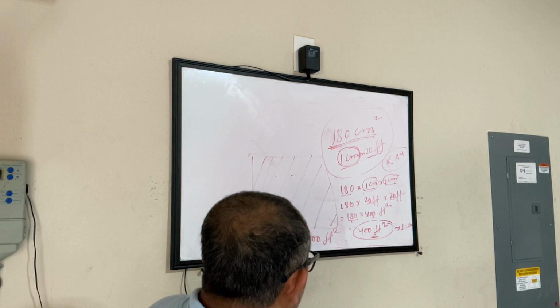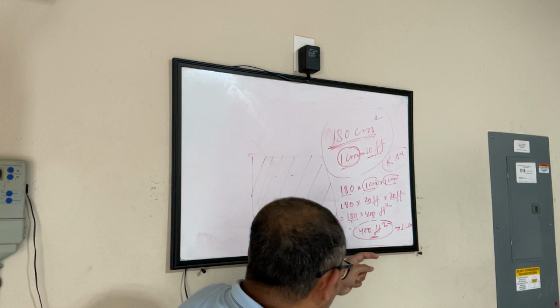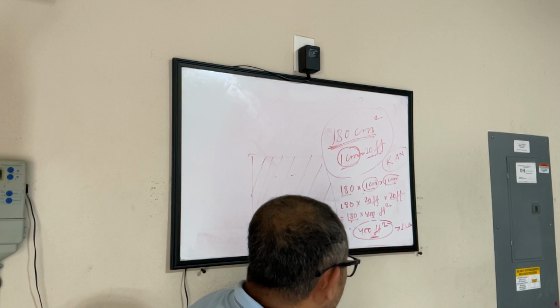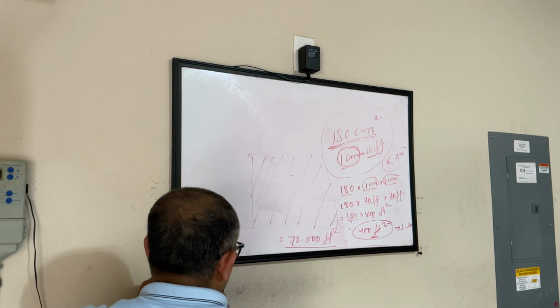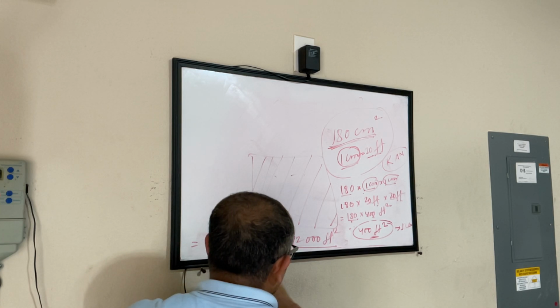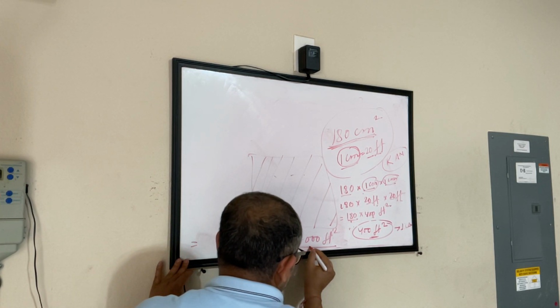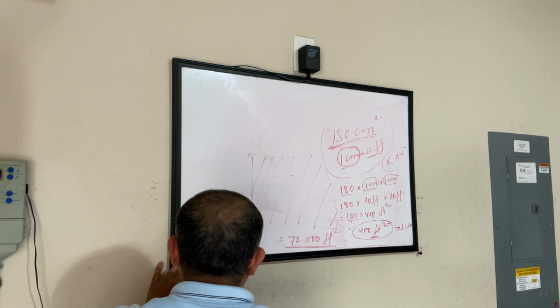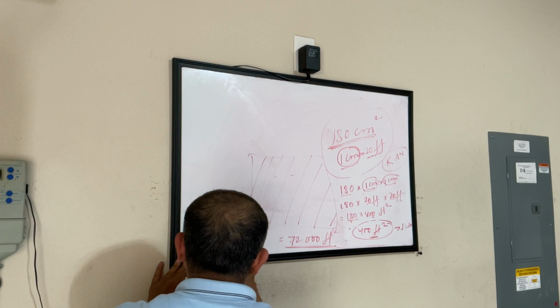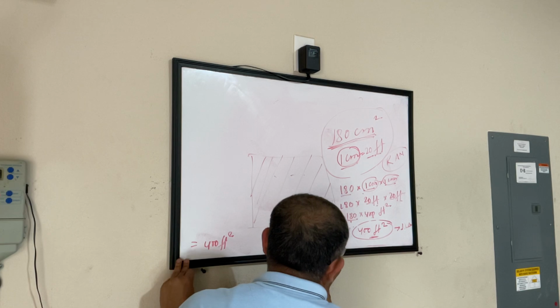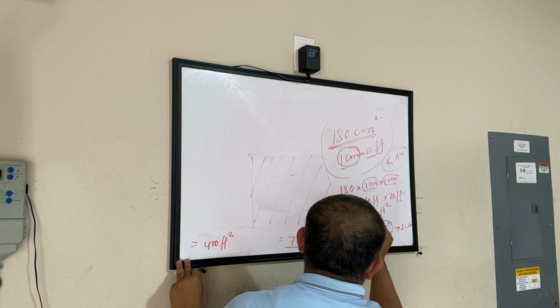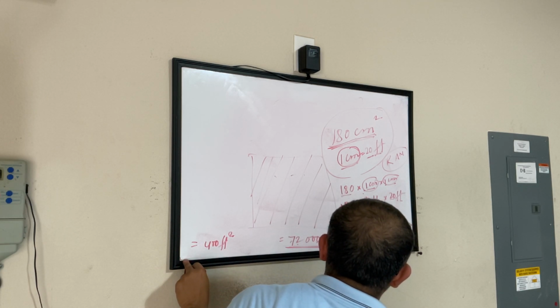Now, every 400 feet square needs 1 pound. So what I will do is I will break this down. 72,000. See, I'm not applying any intelligence here. I'm just trying to get 400 feet square. 400 feet square I will take out. So 400 feet square.